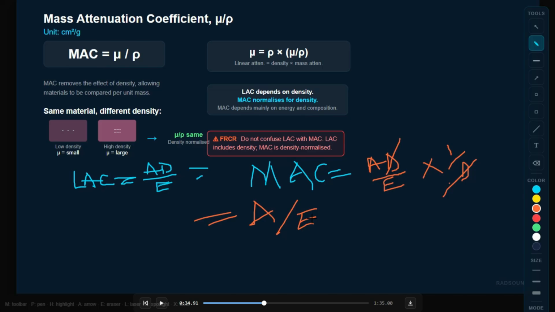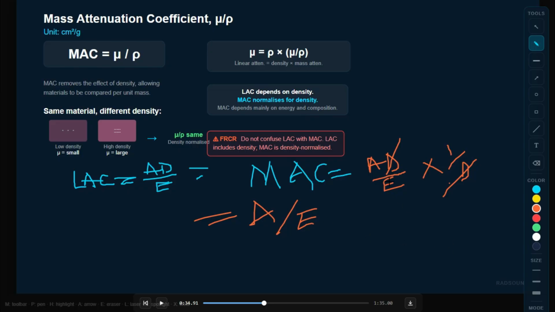Increasing atomic number increases the mass attenuation coefficient, whereas increasing energy decreases the mass attenuation coefficient. So the mass attenuation coefficient removes the effect of density, allowing materials to be compared by unit mass. Okay, so now the unit is centimeters squared per gram.